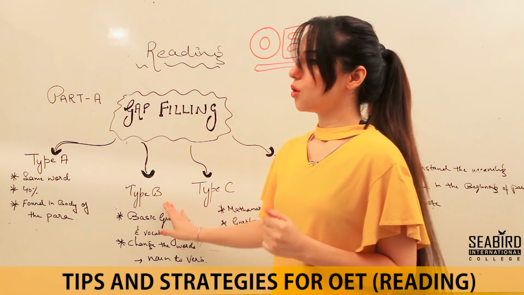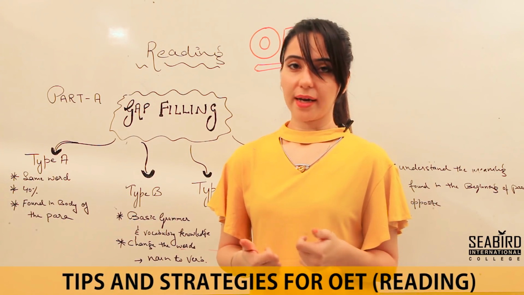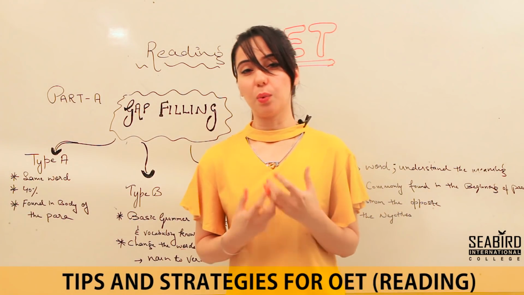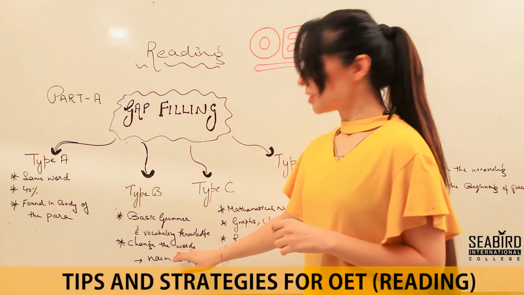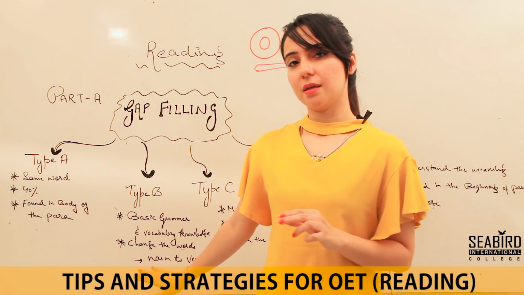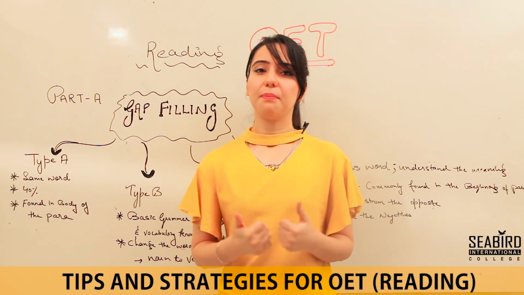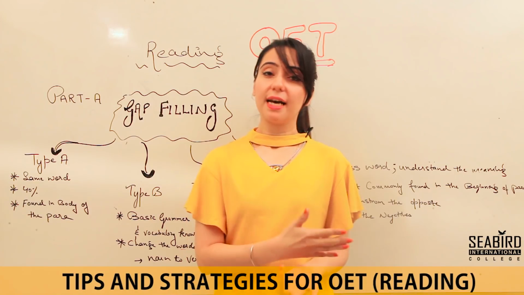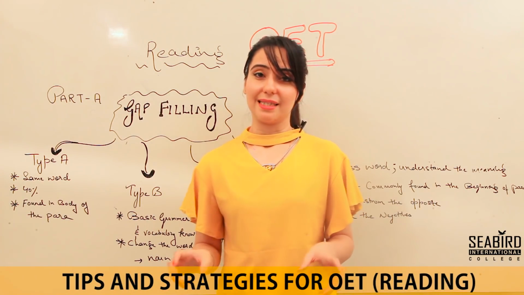Next is type B. For type B, your basic grammar and vocabulary need to be very strong. Why? Because these are grammatical words that need to be filled in the blank itself. Sometimes you have to change the words to see if they are grammatically correct in the sentence. For example, if the answer is a verb, you might have to change the verb into a noun so that it fits well in the sentence.